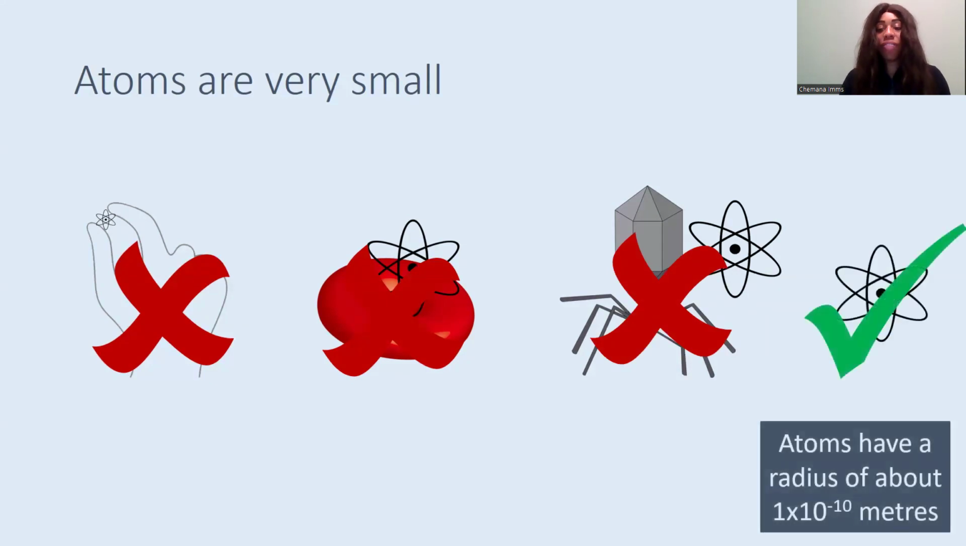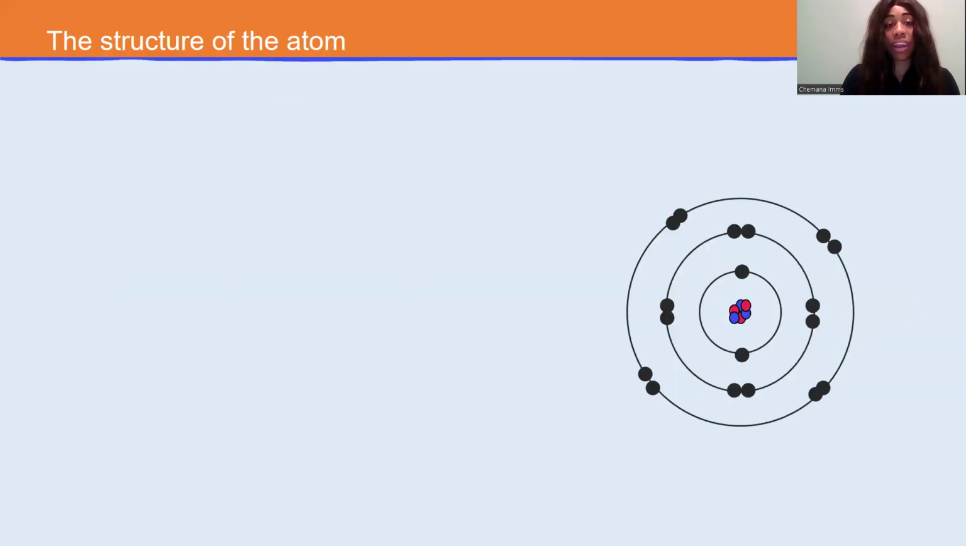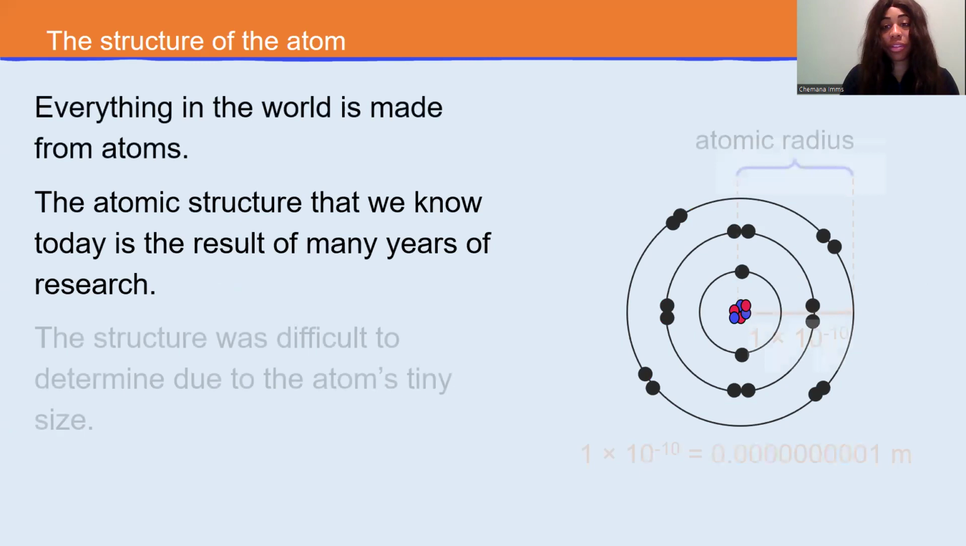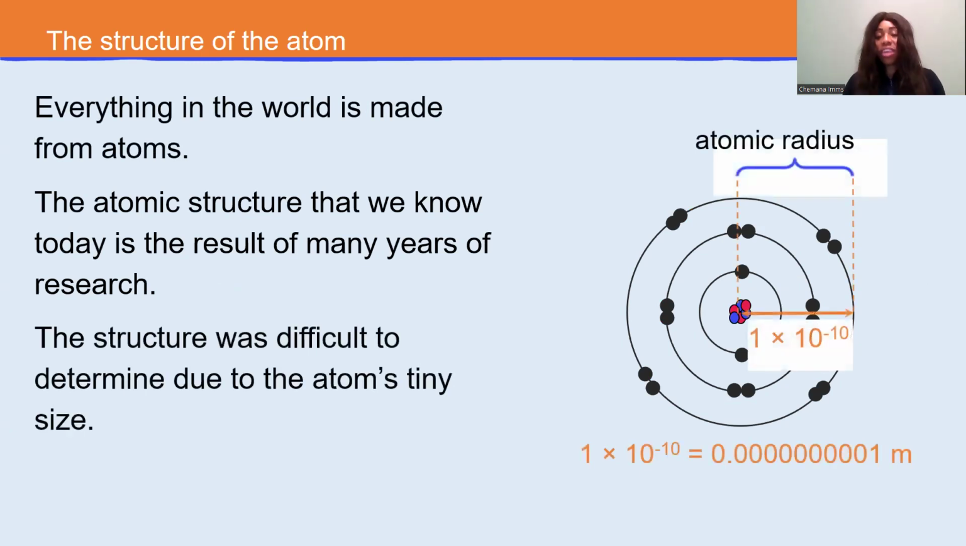So an atom has a radius of about 1 times 10 to the power minus 10 meters. Okay, now if I was to put that into a number, it would look something like this. Okay, so as you can see, I've got the number on my right-hand side. Now, I'm not going to read out all of those zeros, but atoms are minuscule. They are so, so minuscule.